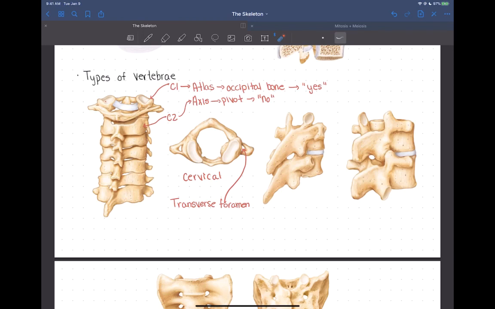And then another way to tell, and it's not going to be super easy to see in all of these pictures, but the vertebral foramen on this guy is very round. It's nice and round, all right? And that's going to differ in the other vertebrae we look at.